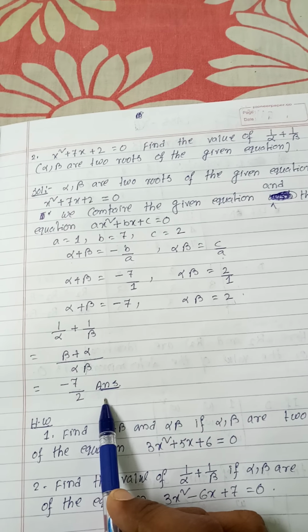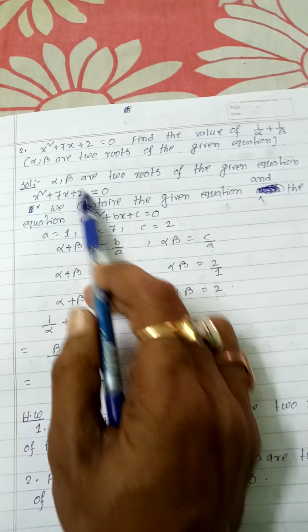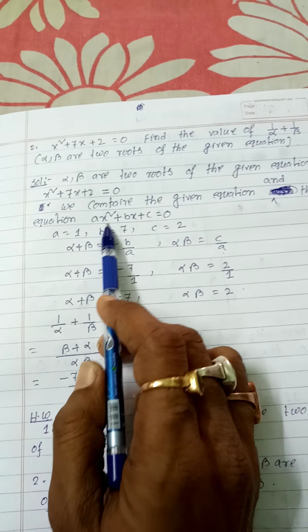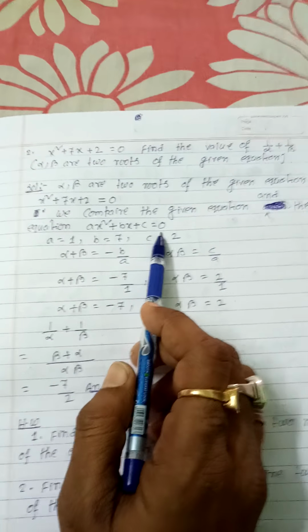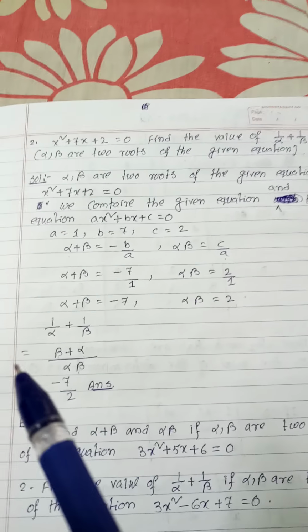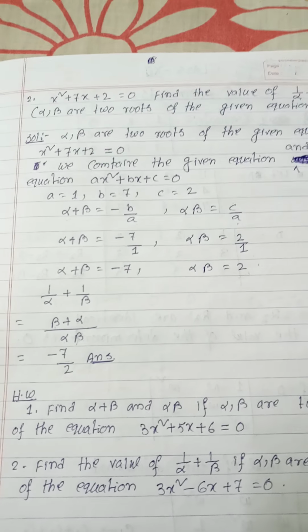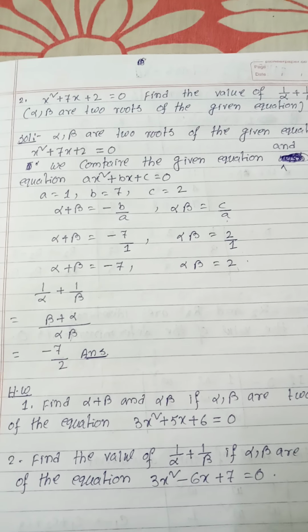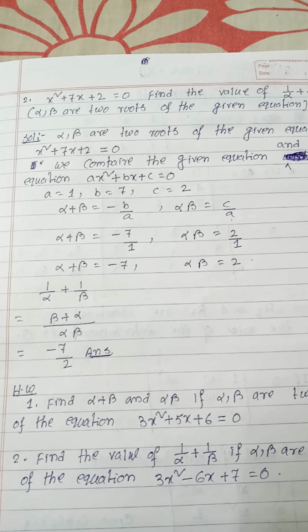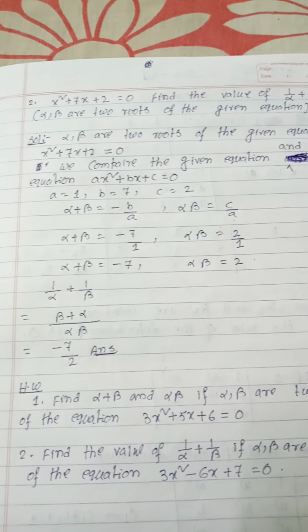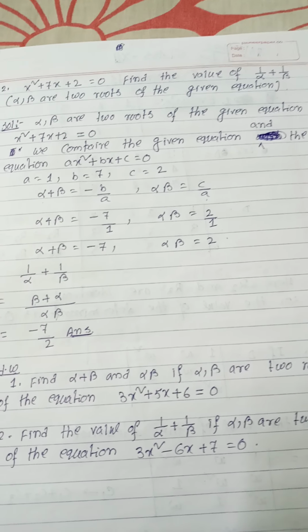This is very easy. First, you compare this equation with Sridharacharya's general equation and get the values of a, b and c. Now you write the value of alpha plus beta and alpha beta. Then you find out the relation between these two roots.